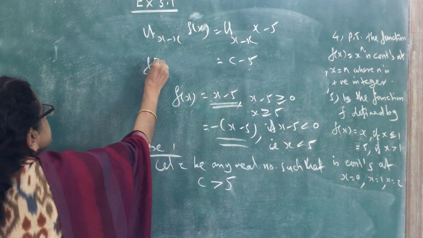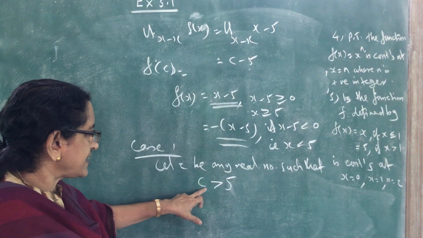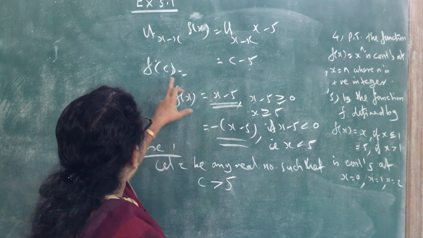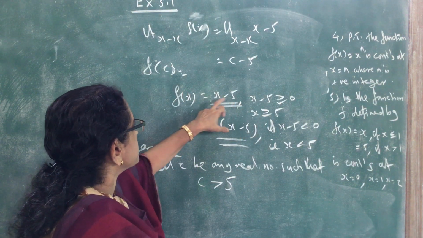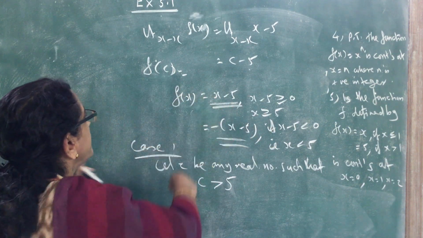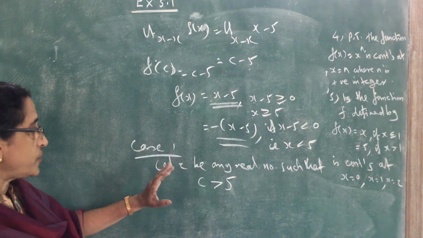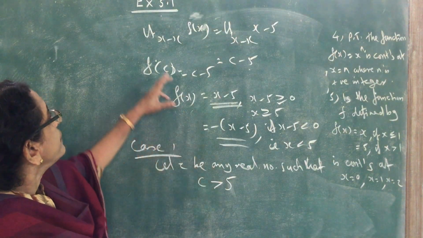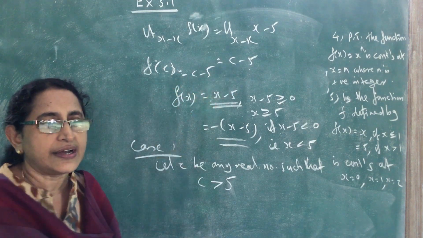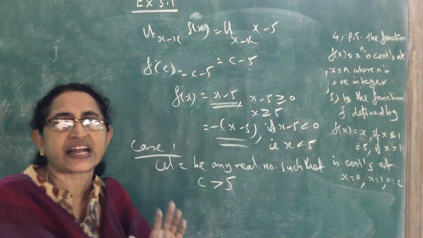Now what is f of c? We know c is a number greater than 5. So what is f of c when c is greater than 5? F of x is x minus 5 when x is greater than 5, so f of c is c minus 5, since c is a number greater than 5. So when c is a number greater than 5, we found limit x tends to c, f of x and f of c both equal to c minus 5. So limit x tends to c, f of x equals f of c. Therefore f is continuous at x equal to c.